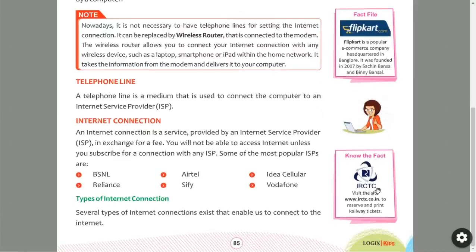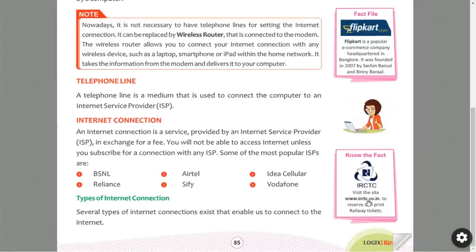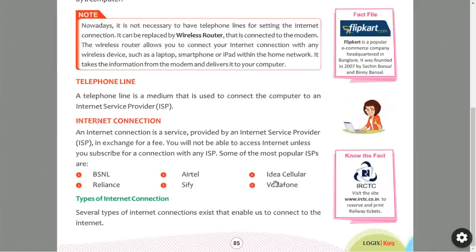IRCTC. Visit the site www.irctc.co.in to reserve and print railway tickets. So if you want to book train tickets, then you can book them by using this IRCTC. When you type www.irctc.co.in, then you will get the IRCTC website. There you have to type the information about your travel journey. You can reserve your tickets and you can print the tickets.